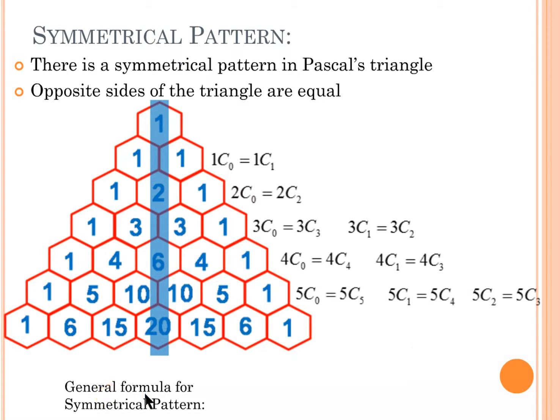All right, so there is a general formula for this symmetrical pattern, and that is n choose r equals n choose n minus r. Okay, so if I take a look at an example, if I have 5 choose 0 here, 5 is my n, 0 is my r, and that's going to equal 5 choose, with n minus r in this case simply being 5 minus 0. So n choose r is equal to n choose n minus r, and we can use Pascal's triangle to verify that.